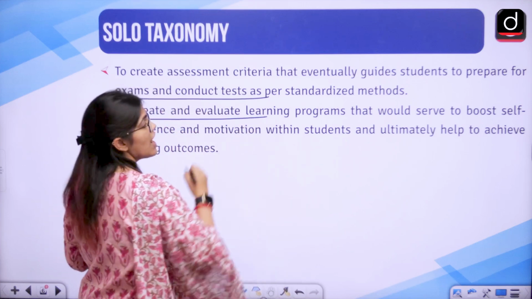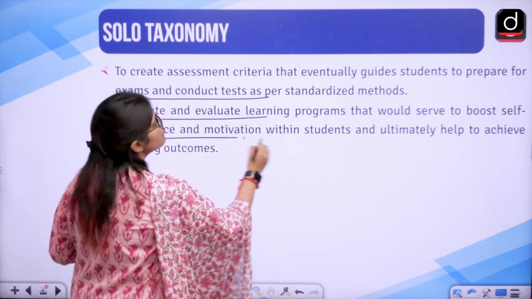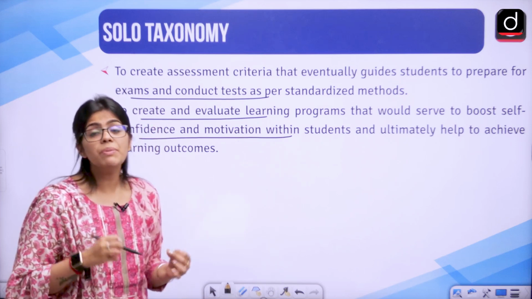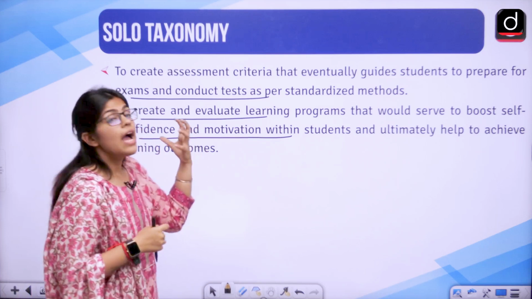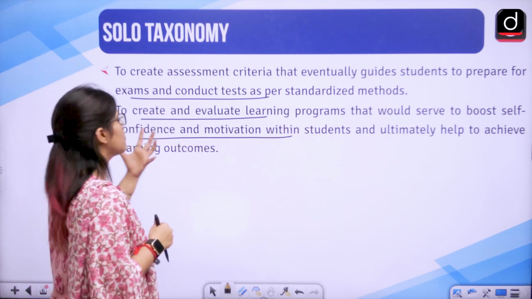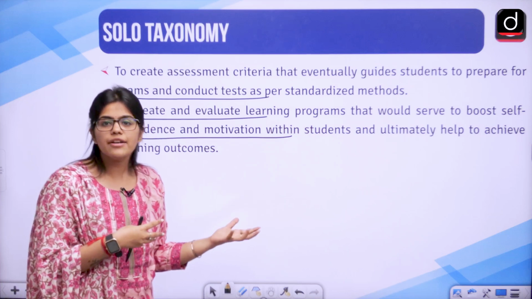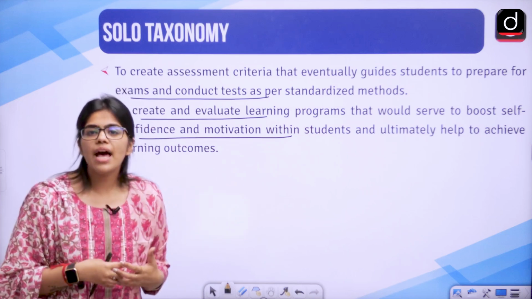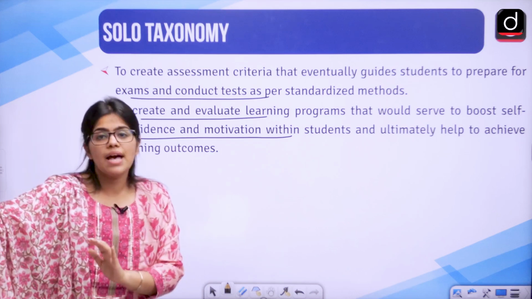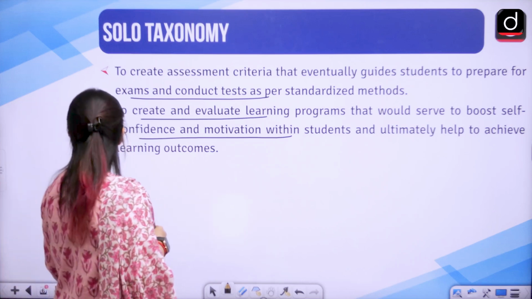To create and evaluate learning programs that would serve to boost the self-confidence and motivation of the students, you can also use SOLO Taxonomy, as a teacher, to enhance the motivation and boost the self-confidence of the students. When you do answer writing sessions in your classes, what can happen? They become better at writing those answers and they will perform better in the exam. So this is how your learning outcomes can be achieved.